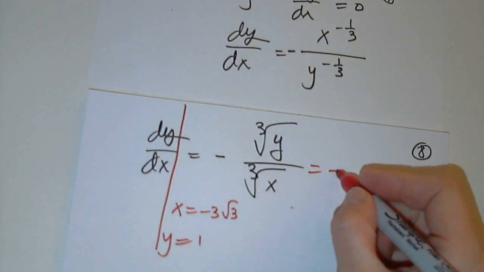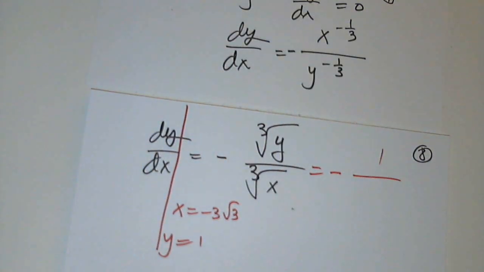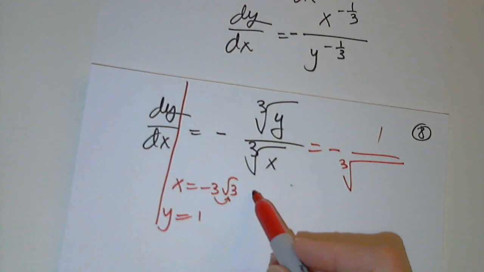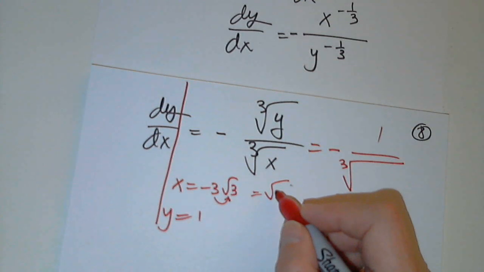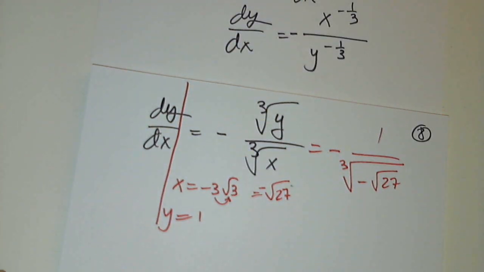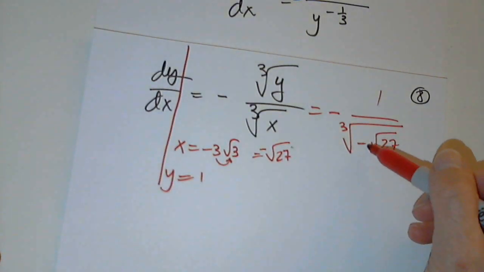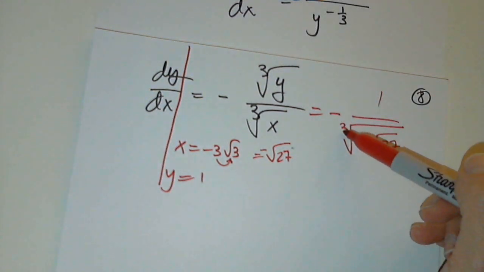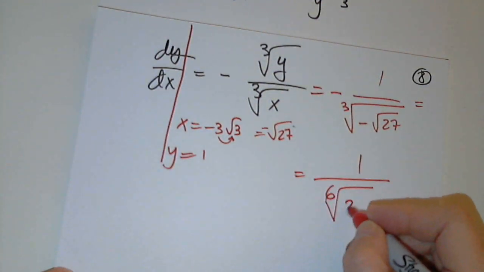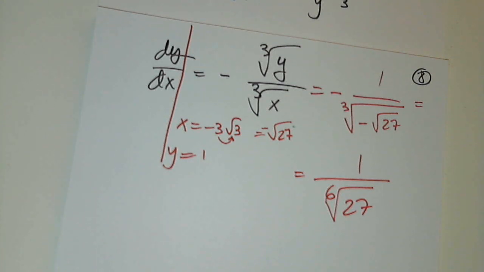Okay, so we have negative in front. The cube root of 1 is just 1. The cube root of this, I'm going to put the integers in, so this will become the square root of 27 with minus in front. A negative in front, and the cube root of a negative is a negative number, so the final simplified form will be this. When we take the cube root of the square root, we multiply the indices and get 6. So this is the slope.